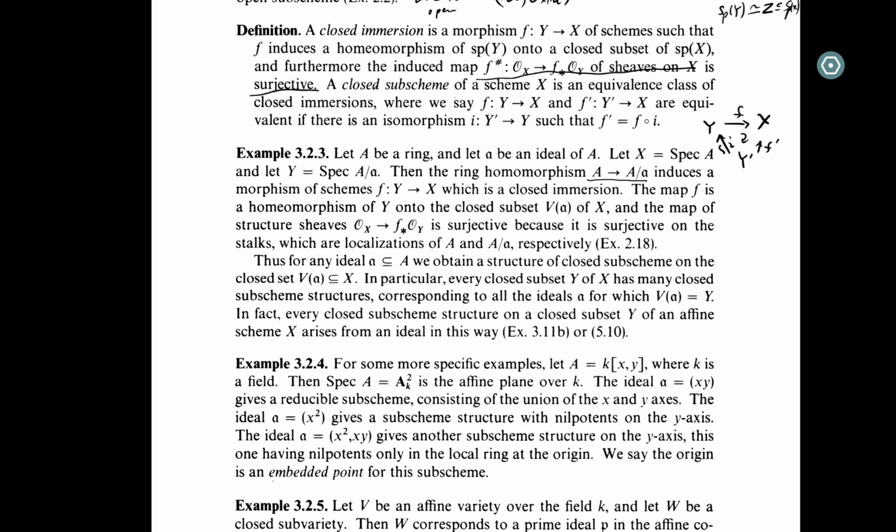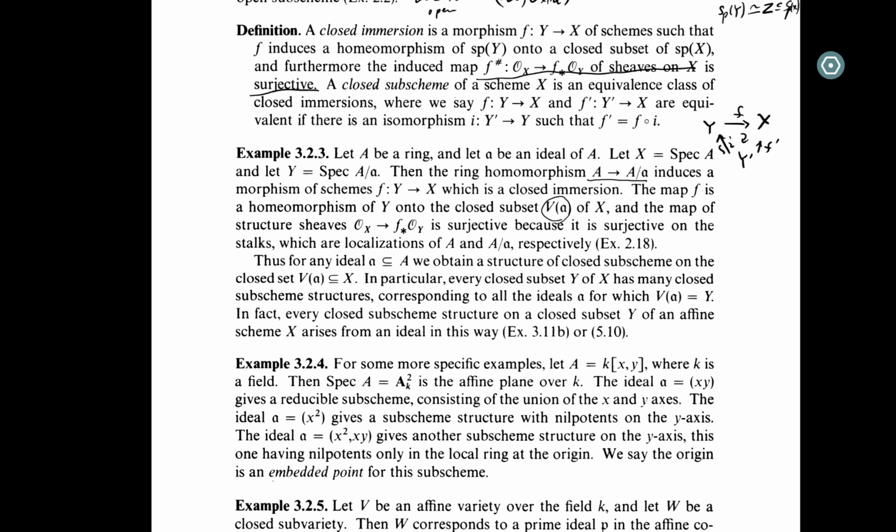It is totally determined by the ring homomorphism. And here I claim that if your ring homomorphism is surjective, like in the case of a quotient, then your scheme morphism is a closed immersion. The map f is a homeomorphism of Y onto the closed subset, which is the zero set of a inside X.